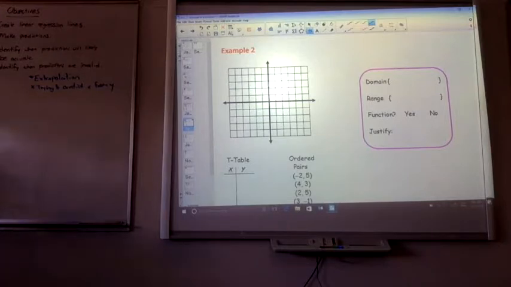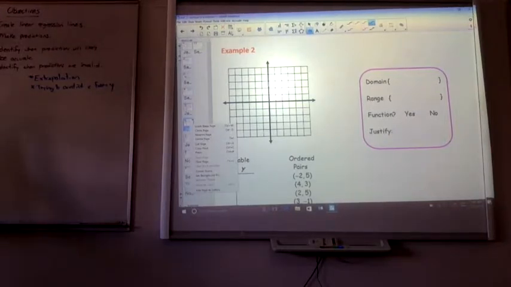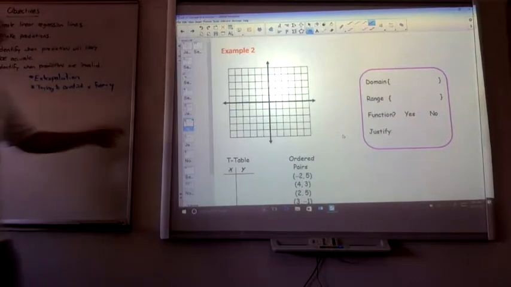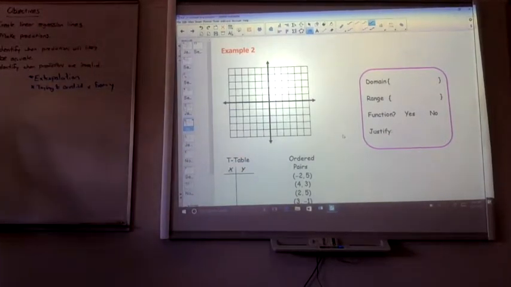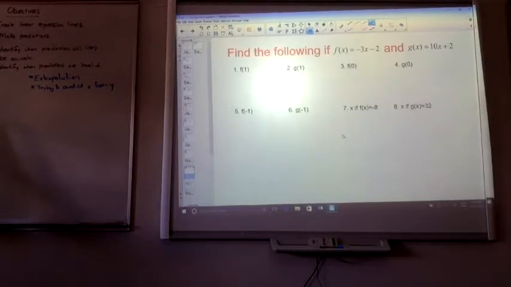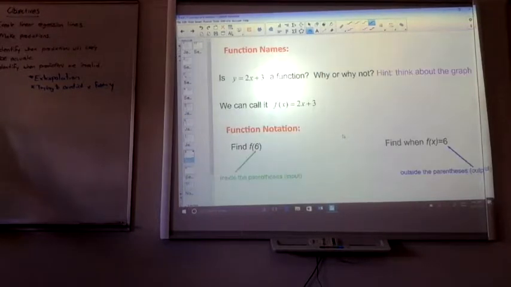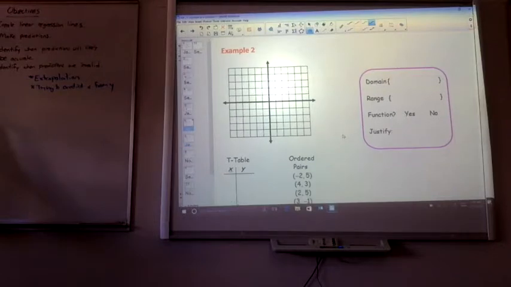All right, example number 2. We don't have any points drawn, but we do have ordered pairs down here. Agree? So we can do a number of things. We're on example 2, right? All right.